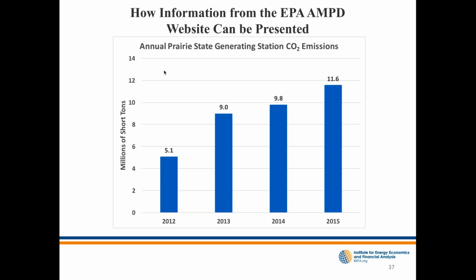The next slide is an example of how we use the data. You can download, my example here, the annual CO2 emissions for the Prairie State Generating Station in southern Illinois, which went into service in 2012. And you can see that each year its CO2 emissions have grown and are quite significant. We have included this in reports and assessments that IEEFA has prepared, given out to the media, etc.